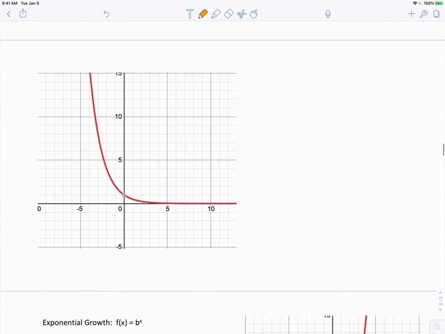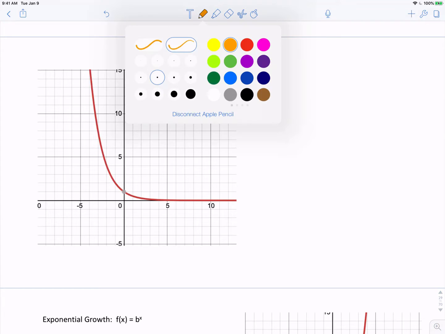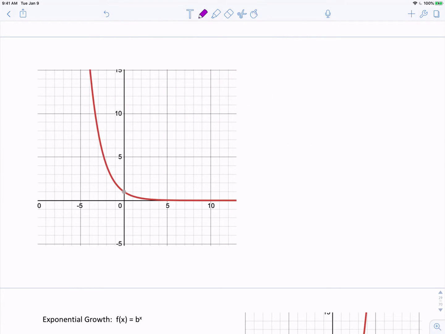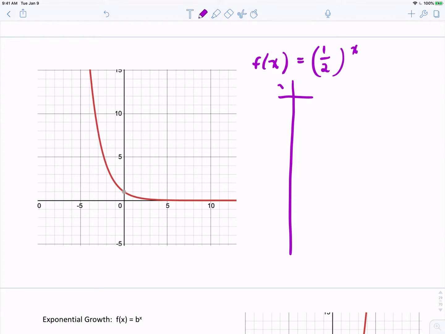Let's take a look at this function. Now this is the function f of x equals 1/2 to the x power. Again, let's take a look at some of the values of the function so we can understand what we're looking at. We'll take a look at some negative values, at 0, and also some positive values.